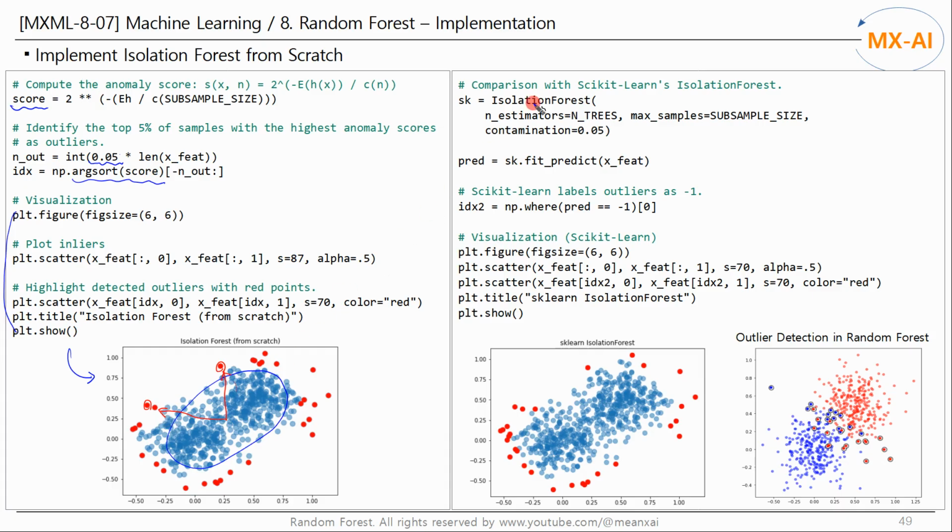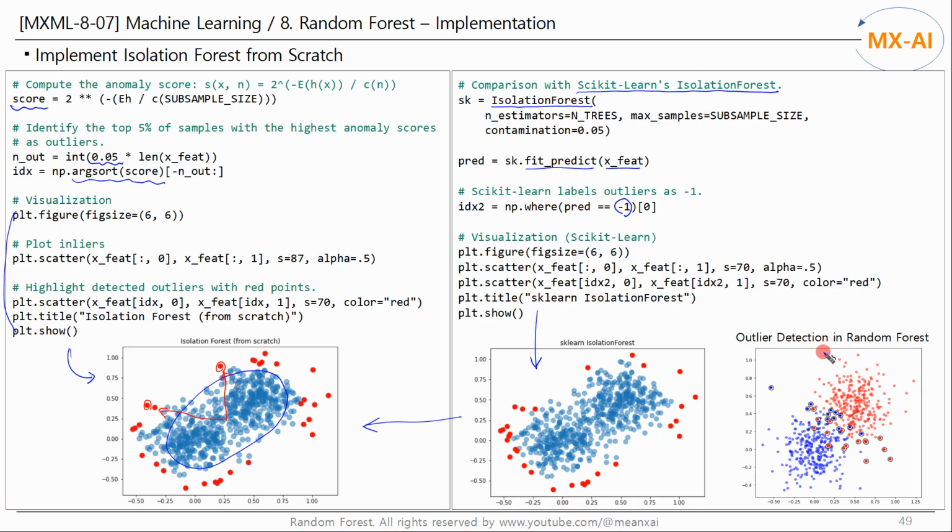Next, let's detect outliers using scikit-learn's IsolationForest class. We create an IsolationForest model and classify each sample as either normal or an outlier. In scikit-learn, samples labeled as -1 are considered outliers. The visualization is shown here. As you can see, the result is very similar to the one produced by our own implementation.